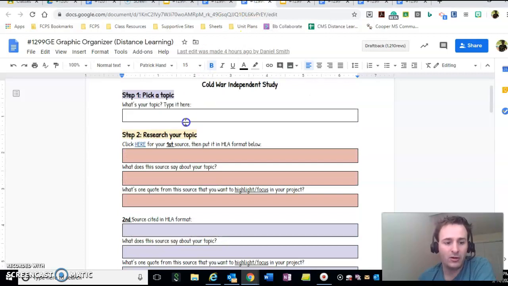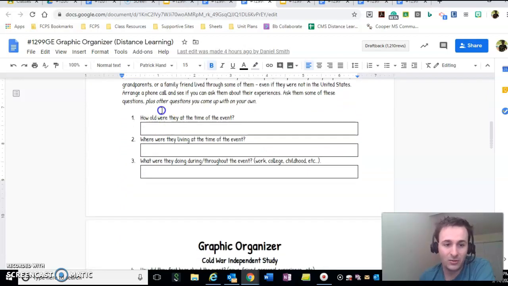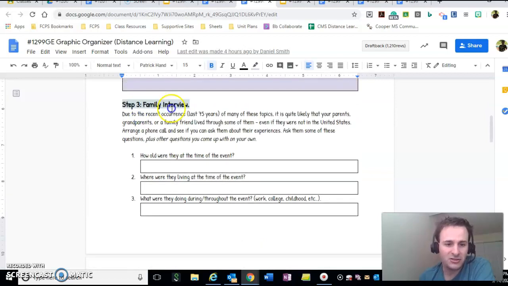Going on the graphic organizer, the idea here is to pick your topic, do the research. Here's that family interview, like I said. So I'm going to read the directions. Due to the recent occurrence, because all these events were in the last 75 years, it is quite likely that your parents, grandparents, or a family friend lived through some of them, even if they were not in the United States. Arrange a phone call and see if you can ask them about their experiences. Ask them some of these questions, plus other questions you can come up with on your own.